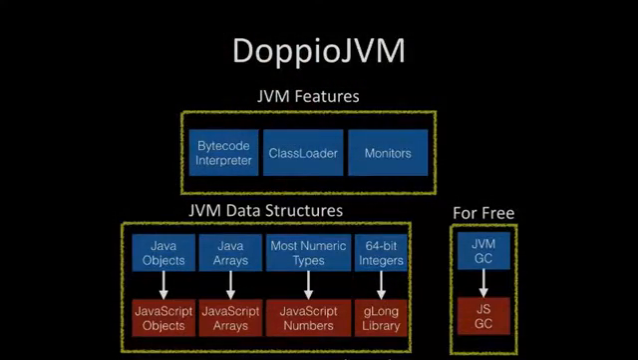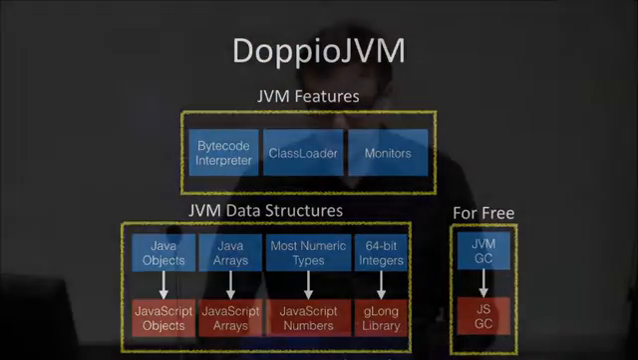Finally, there are some features of the JVM that we had to just completely re-implement for the browser. This includes the core bytecode interpreter for JVM bytecodes, the JVM class loader, and JVM monitors, which are used for synchronization across JVM threads.